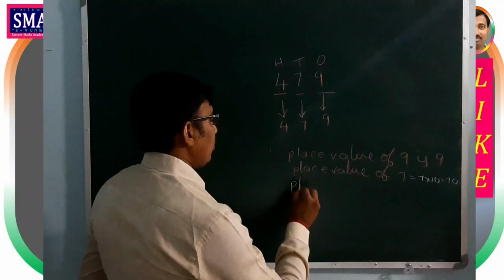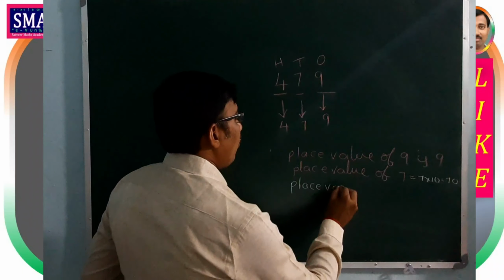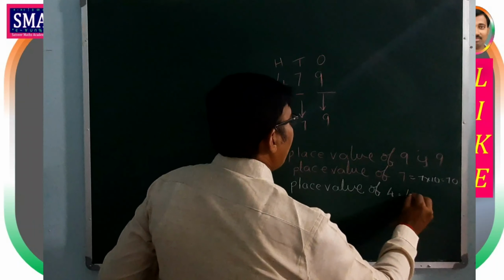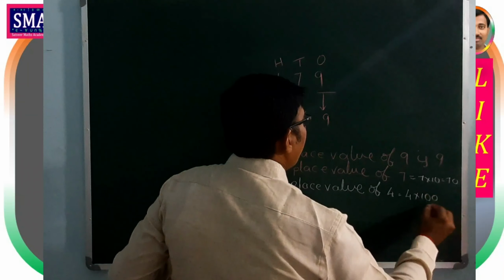Place value of 4. 4 is in the 100s place, so 4 times 100. So 400 is the place value.